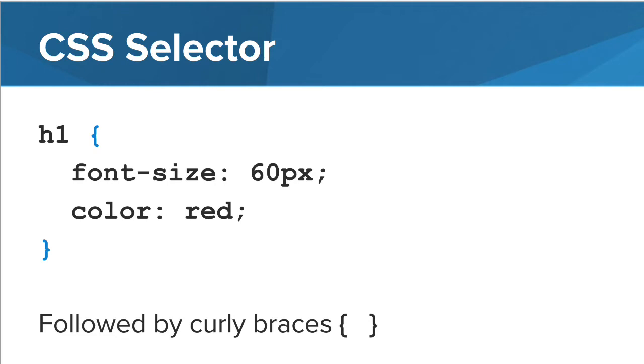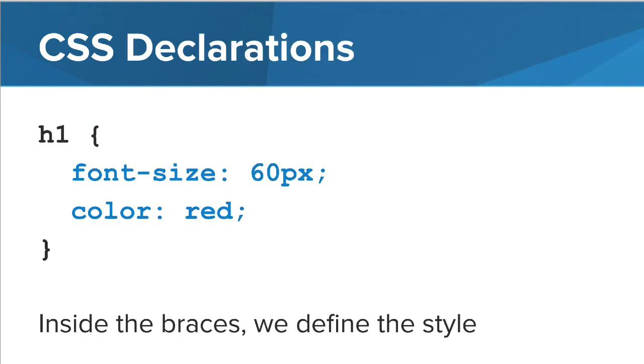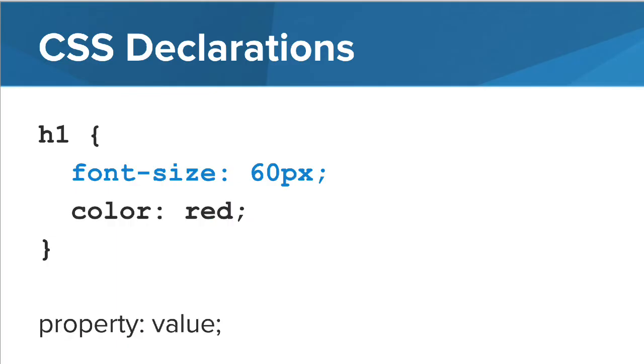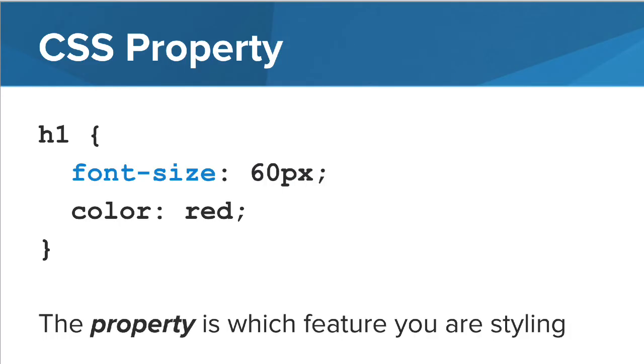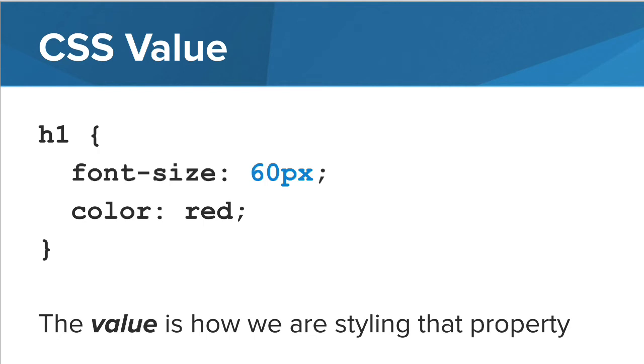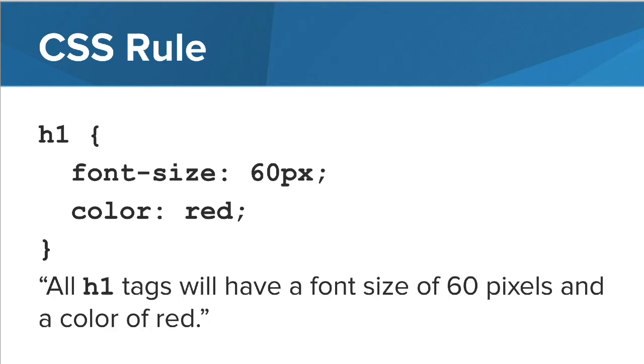Next, you have curly braces. And then inside those braces, there are one or more CSS declarations. Notice that the declaration looks very similar to the HTML styling. Many of the same keywords are shared between HTML styling and CSS styling. Each rule follows the format of property value with a colon separating the two and a semicolon at the end. The property is which feature you want to style, and the value is the style that you're applying. In this example, all H1 tags will have the font size of 60 pixels and a color of red.